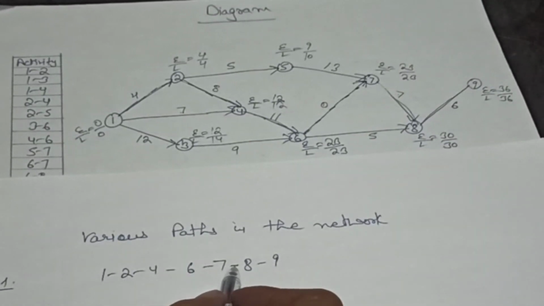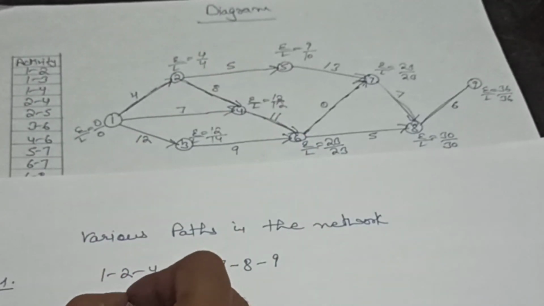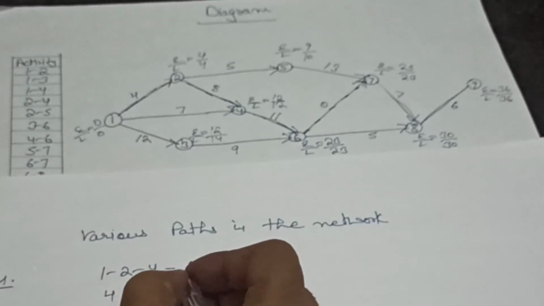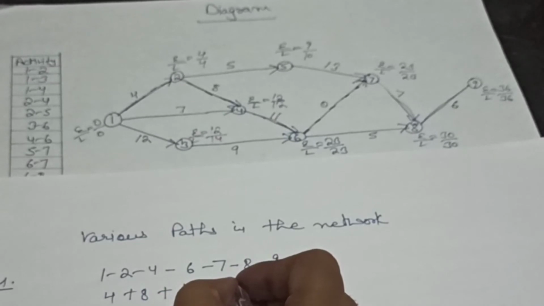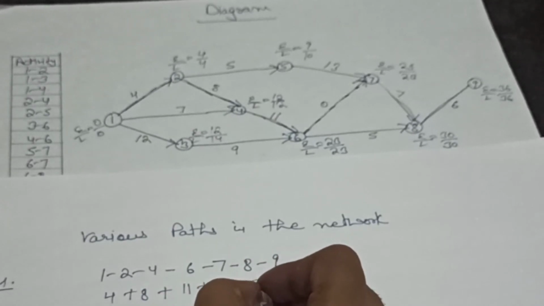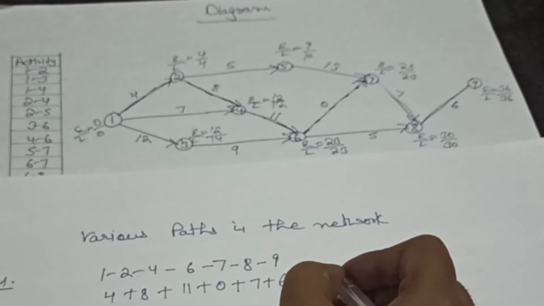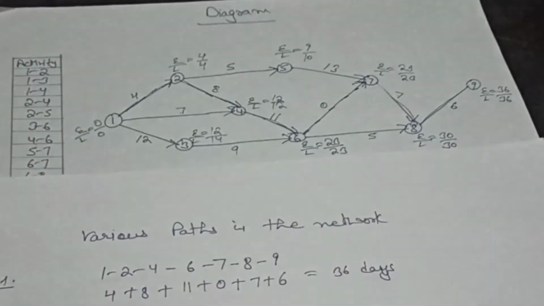Now we will calculate its duration. For 1 to 2 duration is 4, plus 2 to 4 duration is 8, plus 4 to 6 duration is 11, plus 6 to 7 duration is 0, plus 7 to 8 duration is 7, plus 8 to 9 duration is 6, and its total is 36 days.